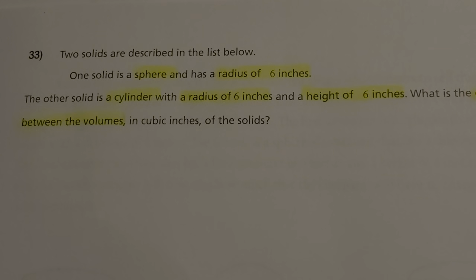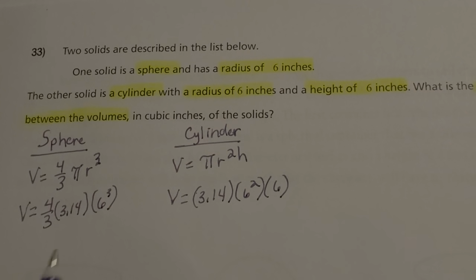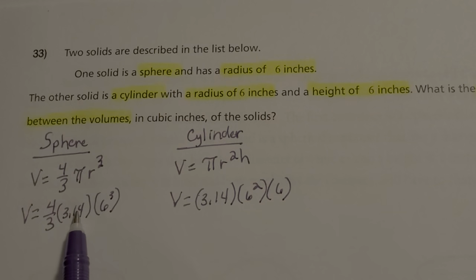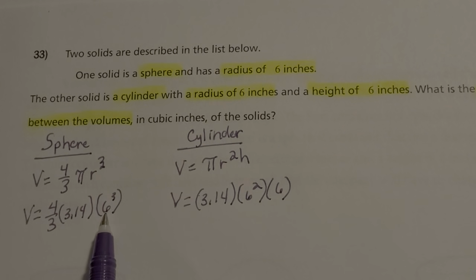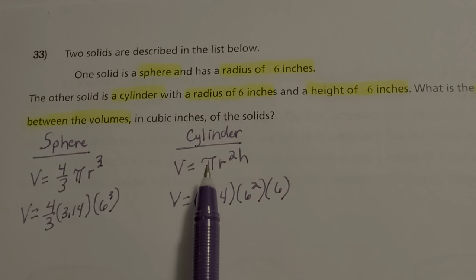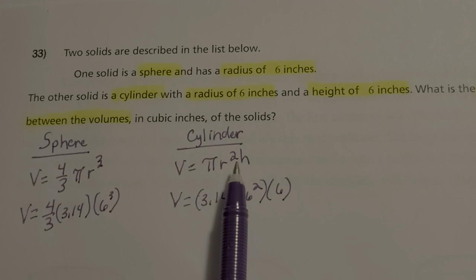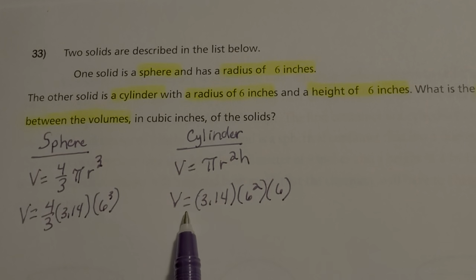Question 33 says 2 solids are described in the list below. One solid is a sphere with a radius of 6 inches. The other solid is a cylinder with a radius of 6 and a height of 6 inches. What is the difference between the volume in cubic inches of the solids? Using my formulas, I plug in the numbers that it gives me. 4/3 times 3.14 for pi times 6 to the 3rd power. And for the cylinder, 3.14 for pi, the radius is 6 squared, the height is also 6, and we multiply.